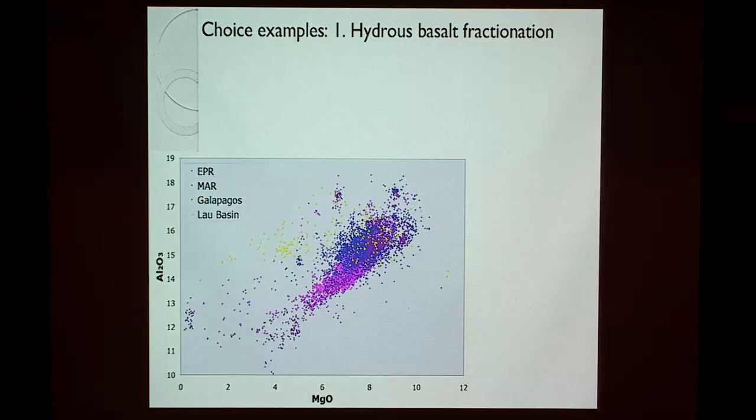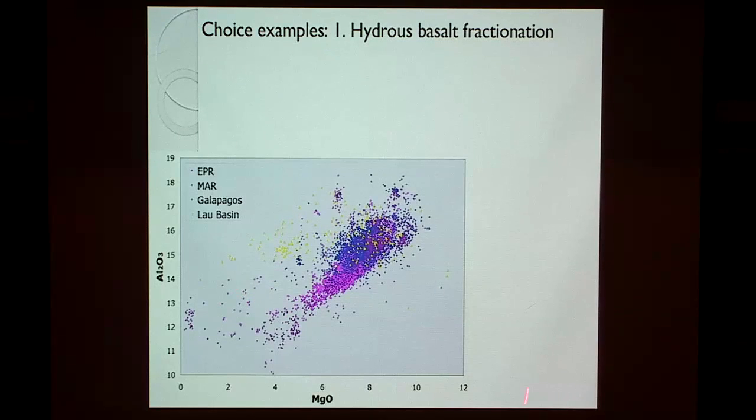Okay? And there's a great diversity of composition here, and the colors are hot pink for these specific rise, blue for the Mid-Atlantic Ridge, this darker purple for the Galapagos spreading center, and yellow triangles for the Lau Basin, which is a back arc spreading center.